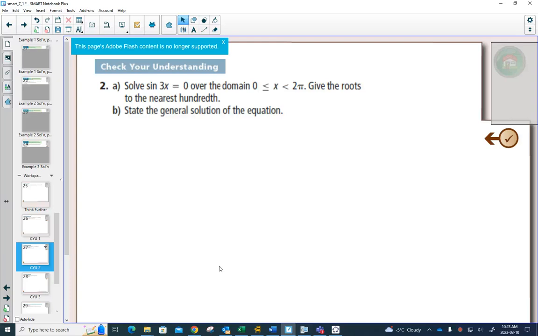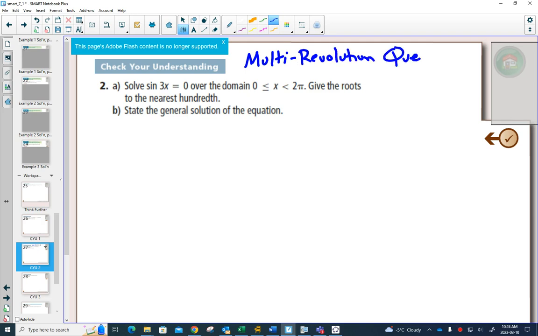Example 2 is the second big idea for chapter 7. I give these questions a name. Sometimes if you give harder questions a name, it makes the steps easier to remember. So we're going to call these questions multi-revolution questions.